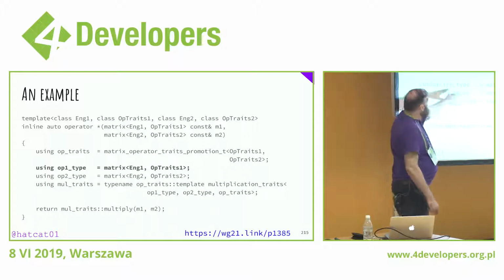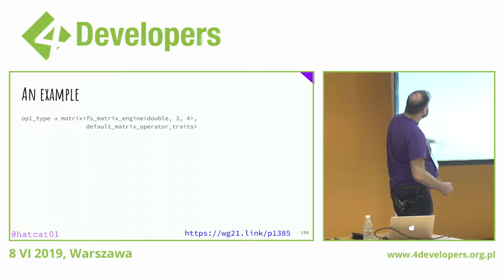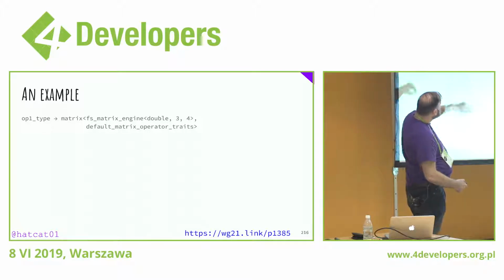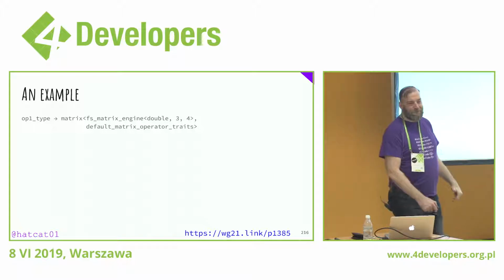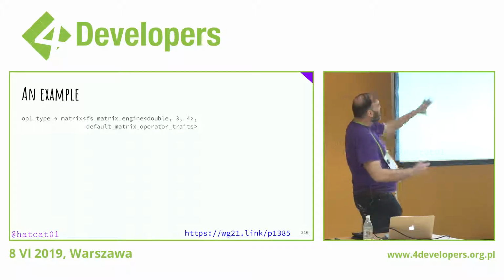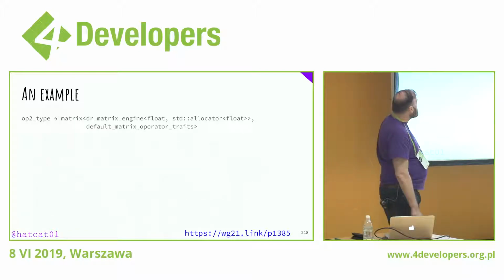Right, op1 type, matrix ENG1 optraits 1, fixed size matrix engine. I'm sorry I keep saying finite state. I've been doing finite state automata at home for quite a while now, and I'm trying to get out of that habit. And op2 type, matrix ENG2 optraits 2 is that.